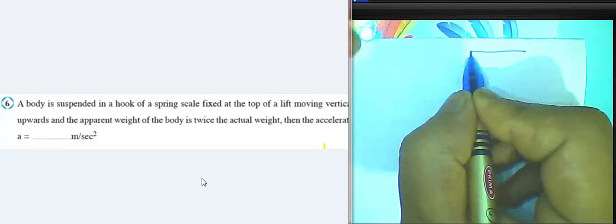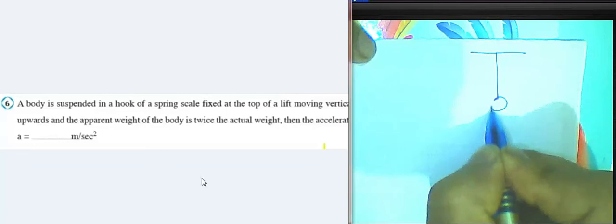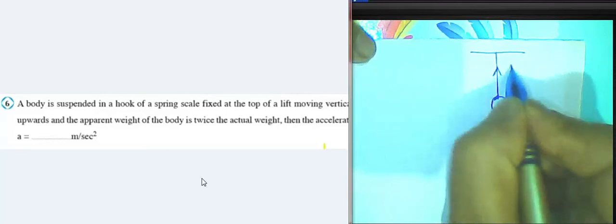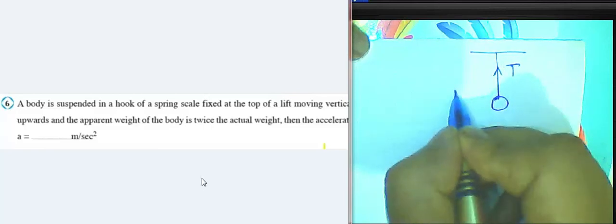Another example: a body is suspended from a hook of a spring scale fixed at the top of a lift moving vertically upwards, and the apparent weight of the body is twice the actual weight. Then the acceleration equals what? We have here a body suspended from a hook, and we have the reaction upwards.